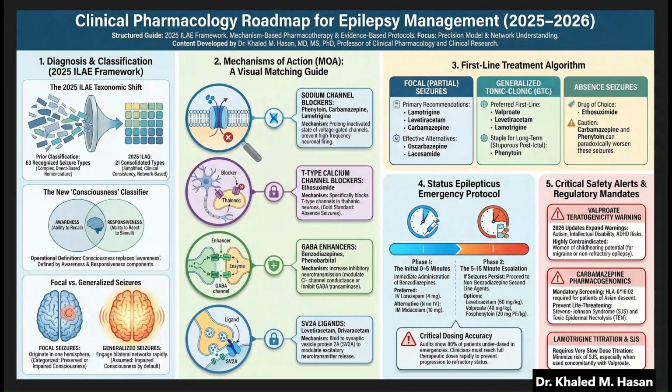To further minimize the risk of SJS, lamotrigine requires a very conservative, slow dose escalation. This vigilance must be doubled if the patient is on concomitant valproate, as valproate significantly inhibits lamotrigine metabolism, dramatically clearing the path for toxic drug accumulation.